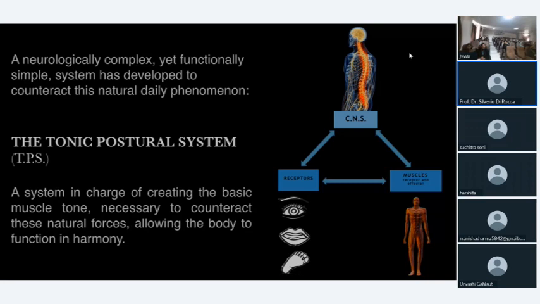This tonic postural system has a central point, the central nervous system, that elaborates our life. But for that reason, we have peripheral receptors. And it's very important that you understand the concept of proprioception. We live through proprioception. Proprioception is sending information to our central nervous system.